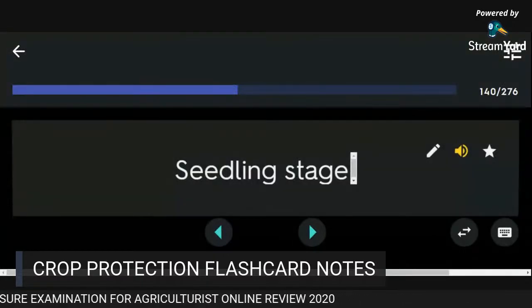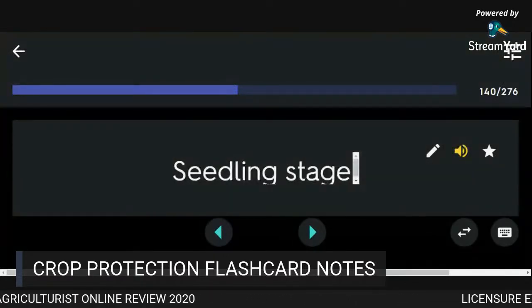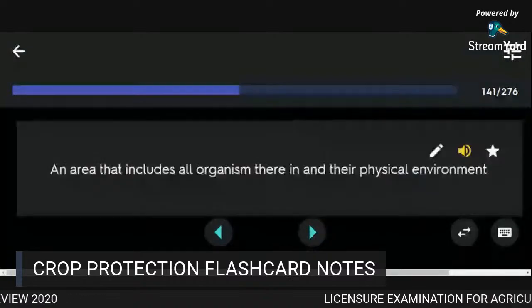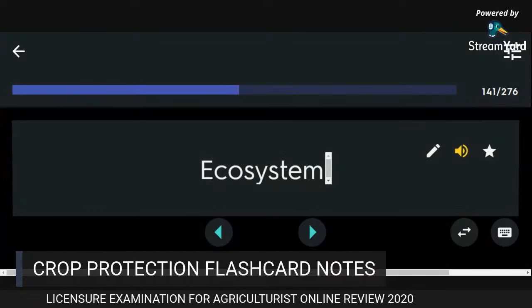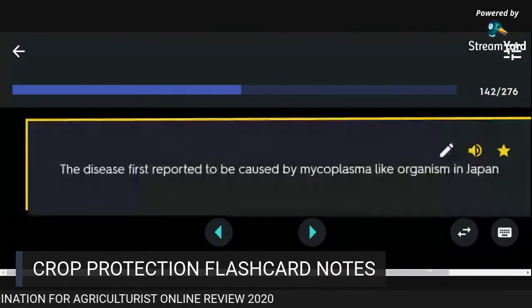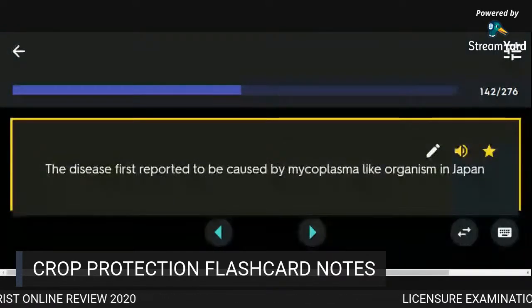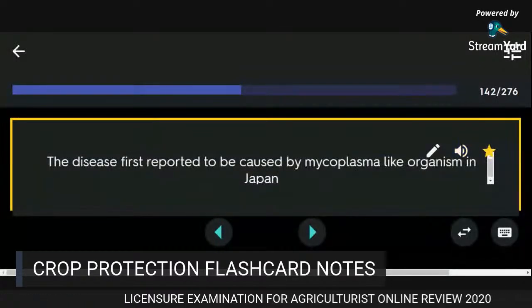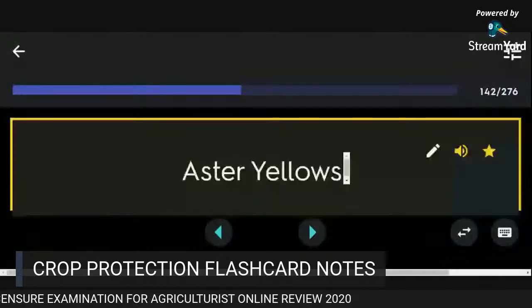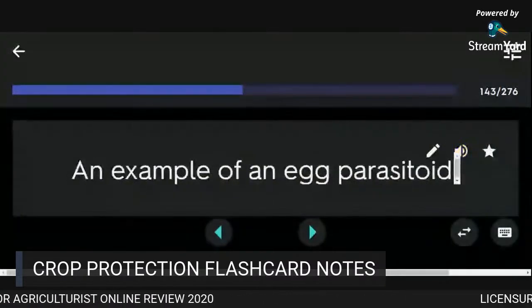The most competitive stage of the weed plant: seedling stage. An area that includes all organisms therein and their physical environment: ecosystem. The disease first reported to be caused by mycoplasma-like organism in Japan: aster yellows. An example of an egg parasitoid: Trichogramma chilonis.